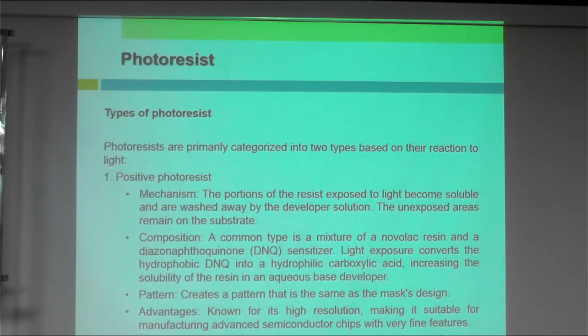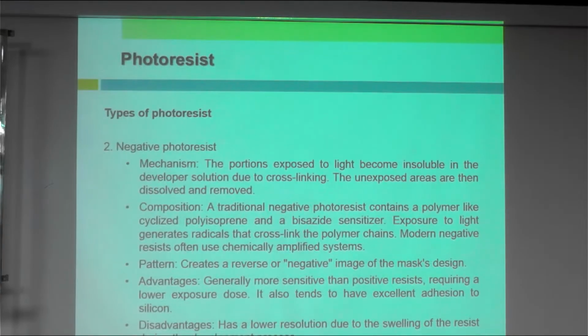So the advantage is that it is known for its high resolution, making it suitable for manufacturing advanced semiconductor chips with very fine features. And the disadvantage is low sensitivity, requiring a high exposure dose. So the light intensity.